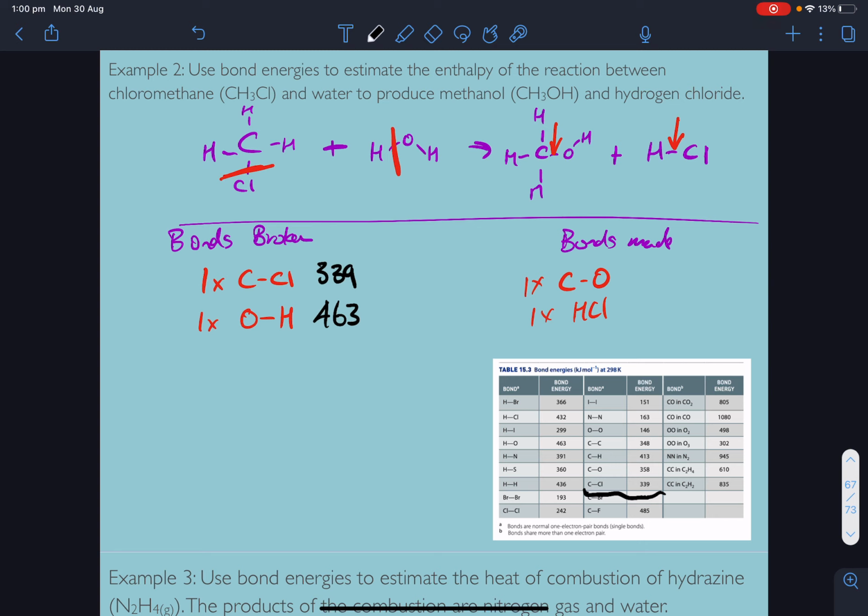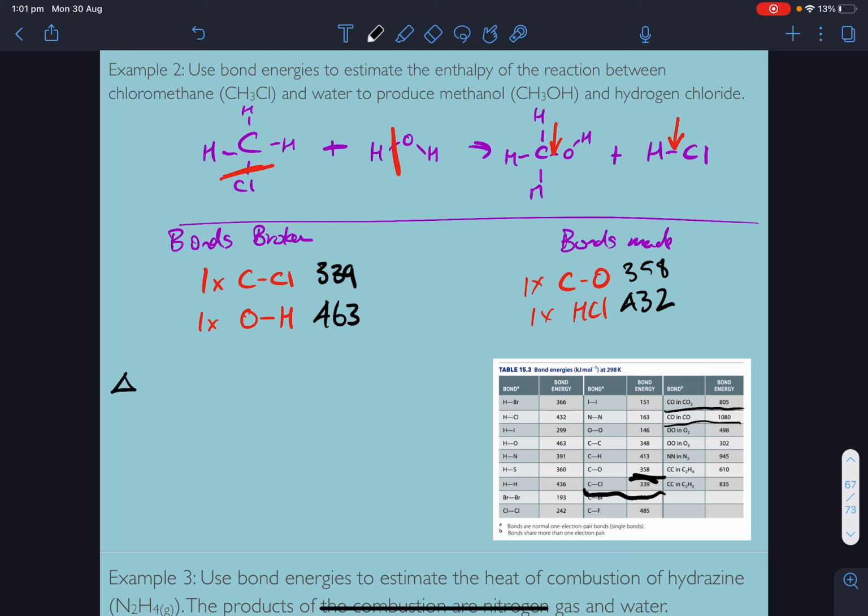It's not going to be like in CO2. It's the single bond, this one over here. See, the CO in CO2 is a double bond, and the CO in carbon monoxide is a triple bond, but we've only got a single bond. So it's 358 kilojoules. And have we got an HCl in here? We do, 432.